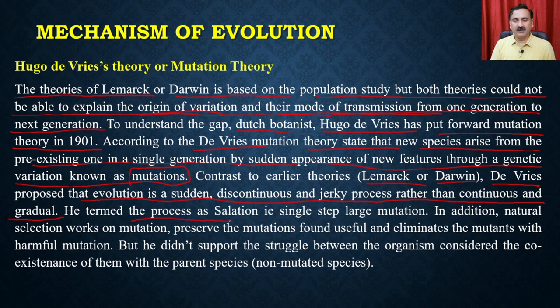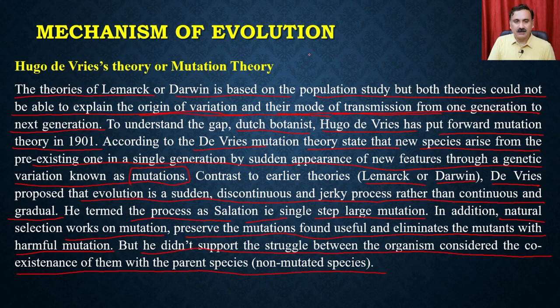He termed the process saltation, that is, single-step large mutations. In addition, natural selection works on the mutations, preserving the mutations found useful and eliminating the harmful mutations. But he did not support the struggle between organisms, and considered their coexistence with the parent species.